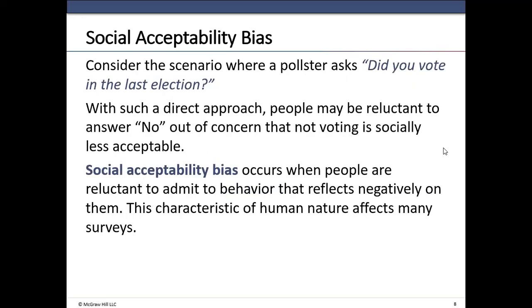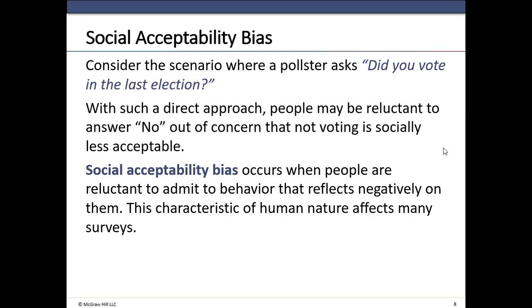Social acceptability bias. Consider the scenario where a pollster asks, "Did you vote in the last election?" With such a direct approach, people may be reluctant to answer no out of concern that not voting is socially less acceptable. Social acceptability bias occurs when people are reluctant to admit to behavior that reflects negatively on them. This characteristic of human nature affects many surveys.